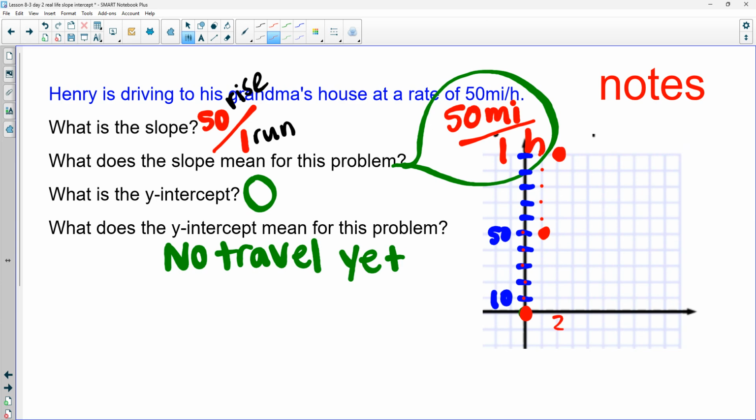Now, 2 hours, he's at 100 miles. While you might say 50 miles per hour is not that fast, in general, a speed, it's pretty fast. He's going to get to his grandma's. On a treadmill, it's more like 5 miles per hour. So it's like up 5, run 1, up 5, run 1. So it's going to take a while at this rate or speed for Henry to get to his grandma's. But at 50 miles per hour, he's going to get there pretty fast. Again, real life slope intercept.